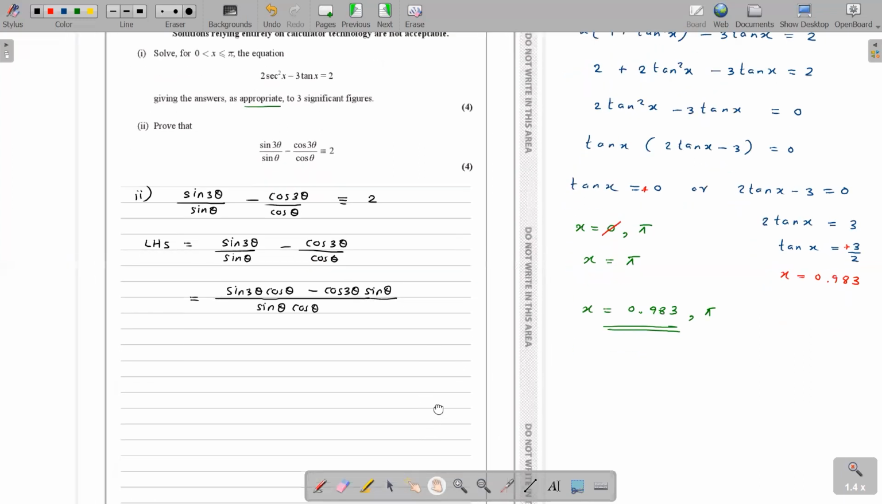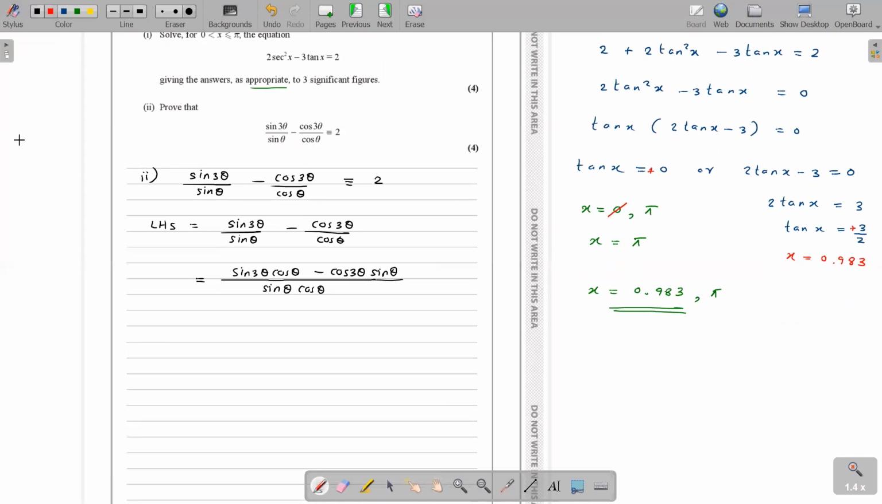Okay, now looking at this, does this remind you of someone? So remember this rule, sine A minus B. Who is sine A minus B? Sine A cos B minus cos A sine B, right? So does this look something like that? Sine A cos B minus cos A sine B? Yes, right? So what we do here, the A is 3 theta, sine A minus B, 3 theta minus theta over sine theta cos theta. Are you with me? Sine 3 theta minus theta is sine 2 theta over sine theta cos theta.